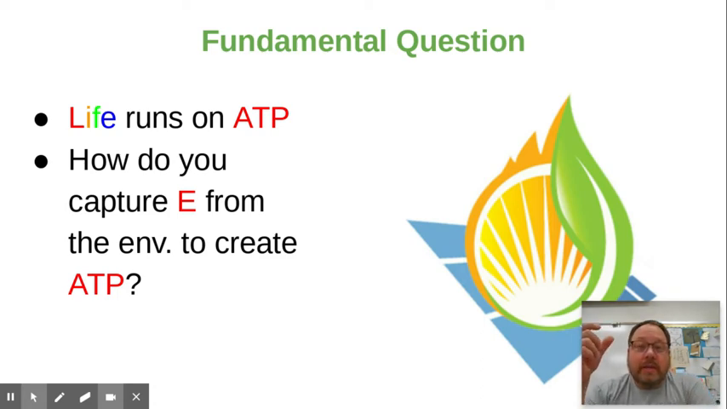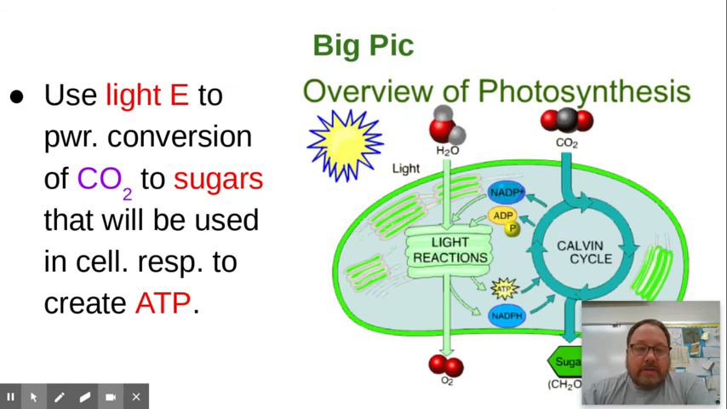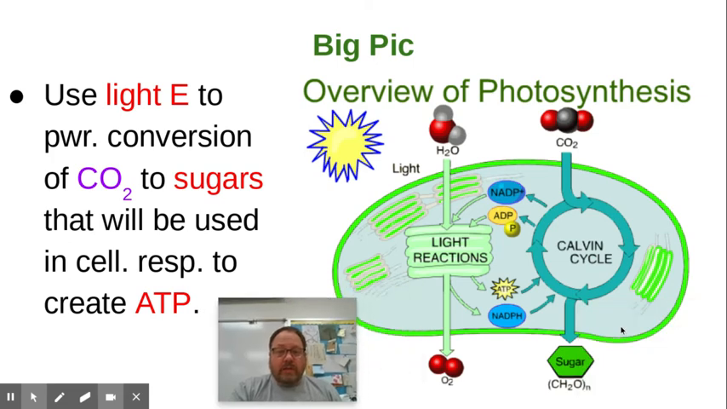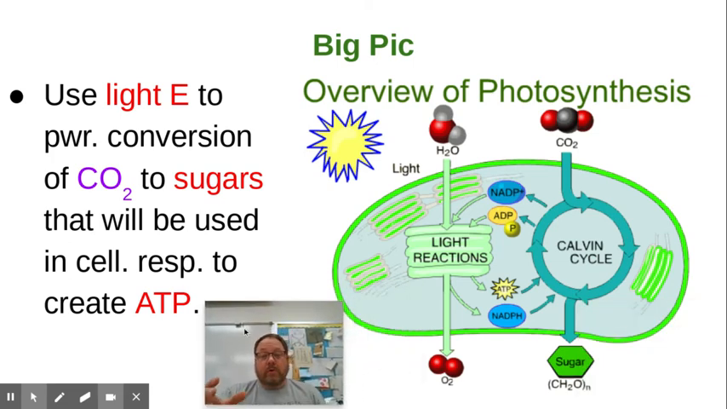Now we know in chapter 9, cellular respiration is a way to make lots and lots of ATP. But cellular respiration uses carbon-based molecules as a fuel source, right? Traditionally, we think of using sugars to power the production of ATP. So in this chapter, we look at how you make the sugars, okay? So how do we get energy from the environment and use that to make sugars that can be used to create ATP?